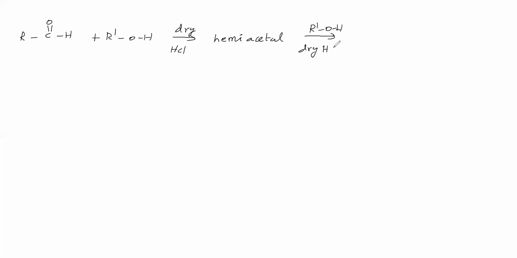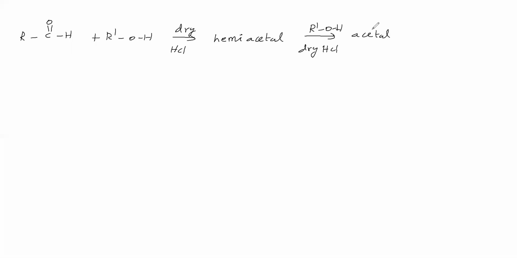Then we will see the reaction of carbonyl compounds with alcohol. We take a carbonyl compound, for example acetaldehyde, and treat it with alcohol in the presence of dry HCl. In the presence of dry HCl, we get a hemiacetal. This again, on treating with alcohol in the presence of dry HCl, gives an acetal.